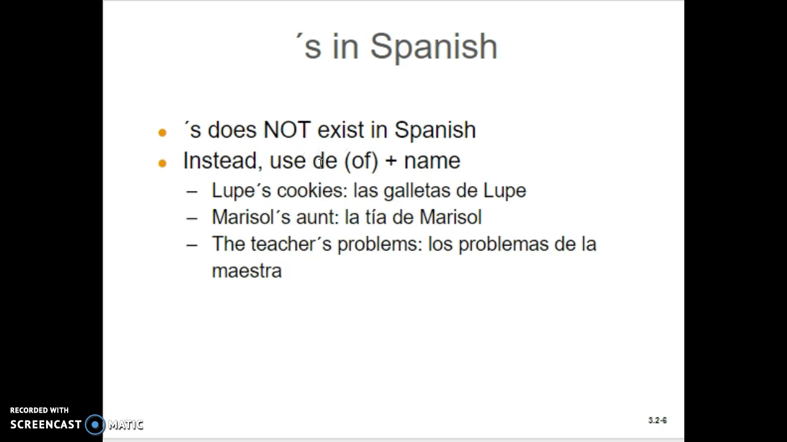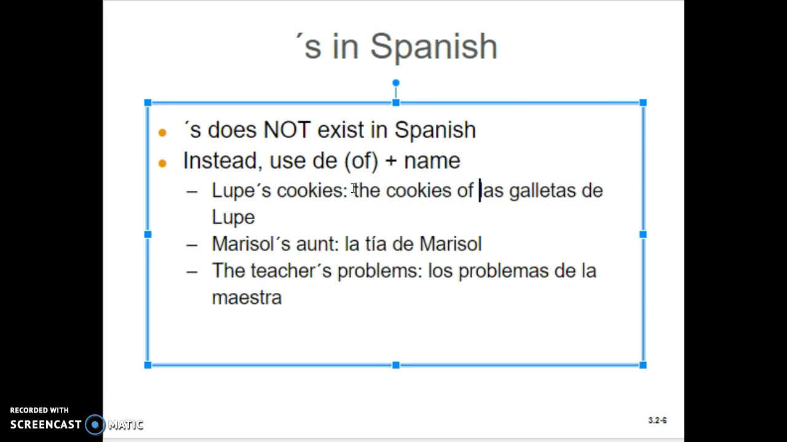So instead you have to say it is of the person. Instead of saying Lupe's cookies, apostrophe S, I have to say the cookies of Lupe, which in Spanish would be las galletas de Lupe. Remember, de, of means de, or de means of. It can also mean from. So another example here, Marisol's aunt, la tía de Marisol. So I have to say the aunt of Marisol. The teacher's problems, the problems of the teacher.